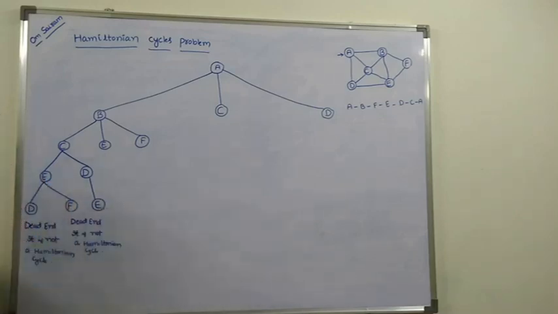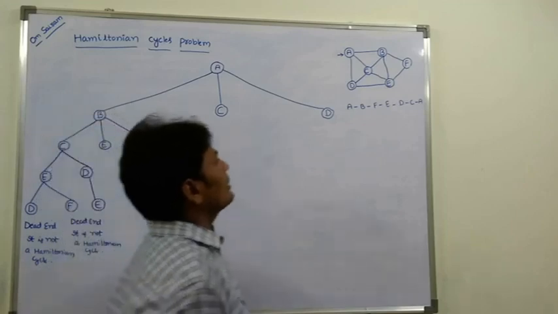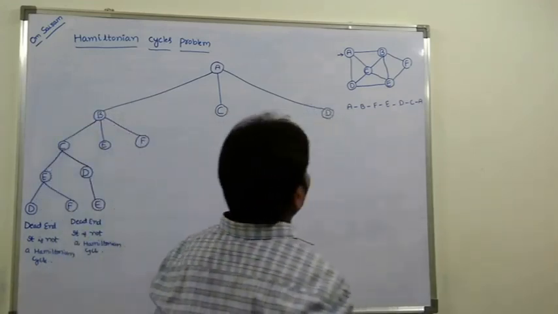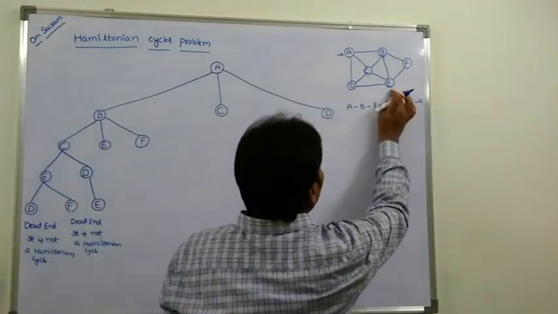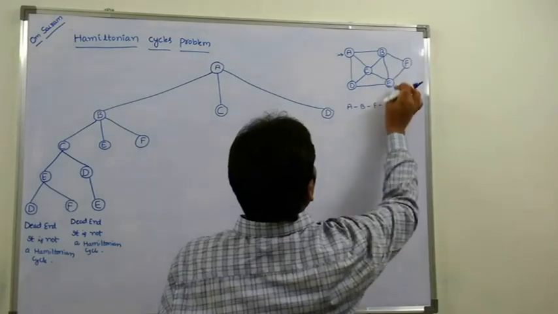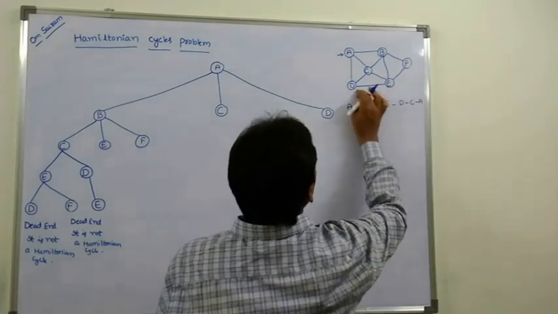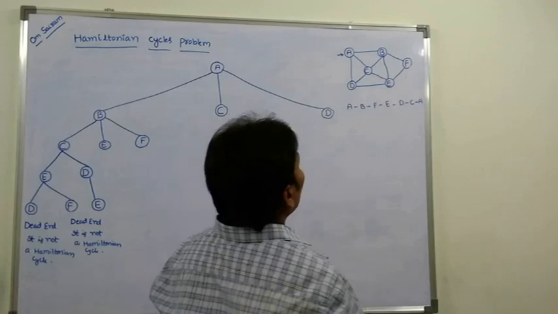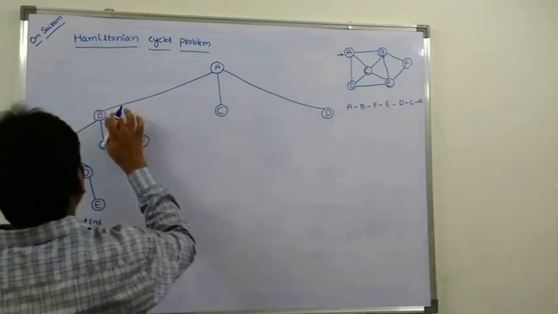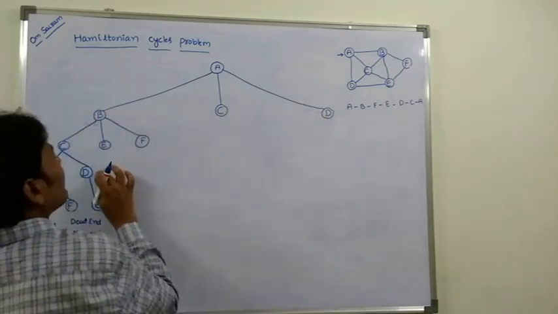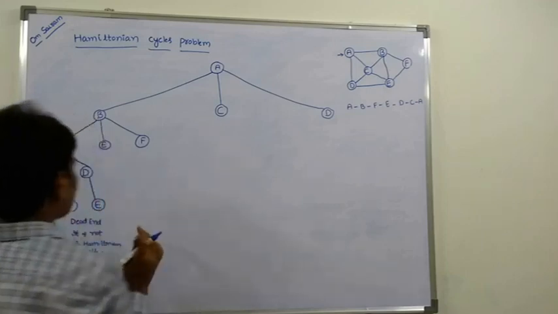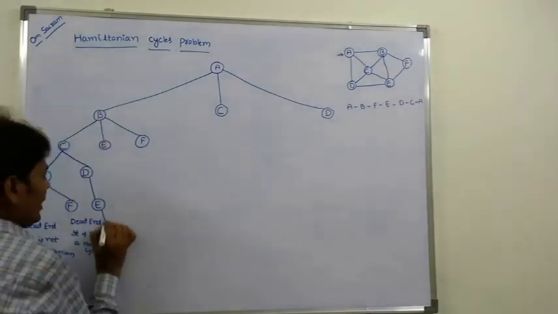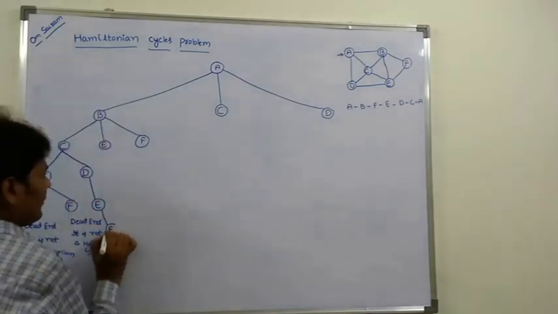Next, what are the adjacent vertices for node E? So E is connected with F, E is connected with B, E is connected with C, E is connected with D. So B, C, D, F. B, C, D already completed, but F is not there. So we have to write F.